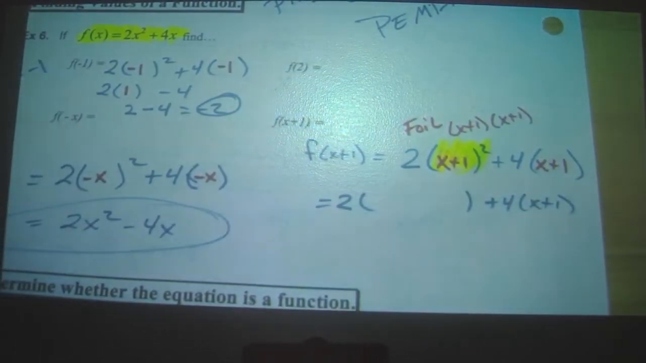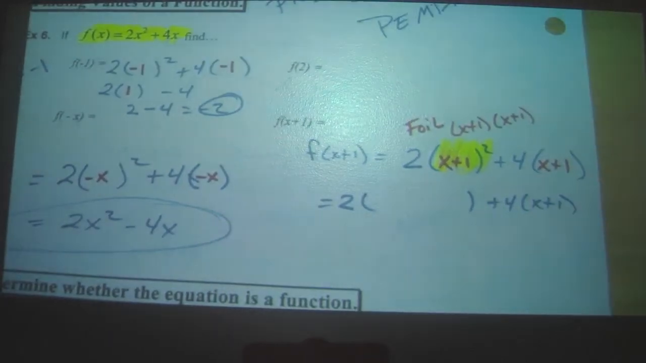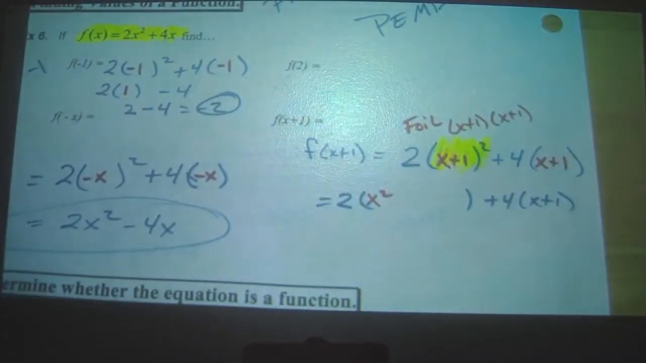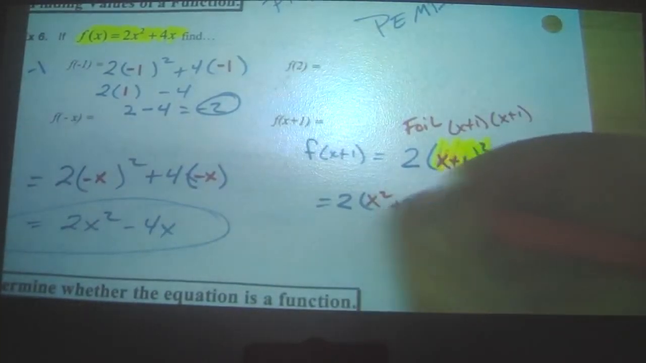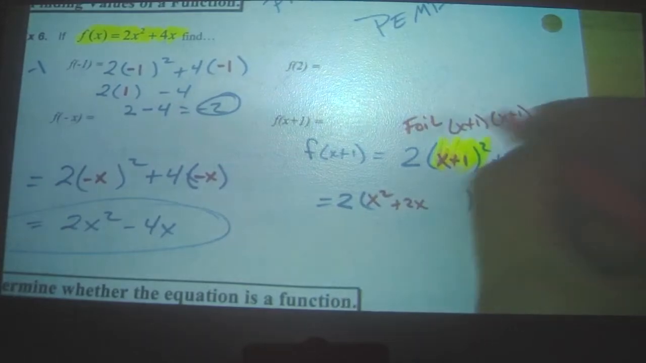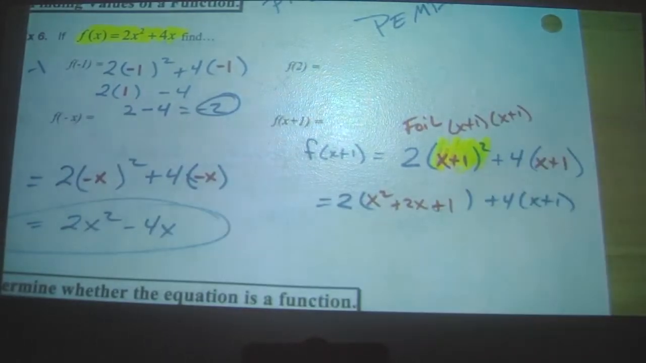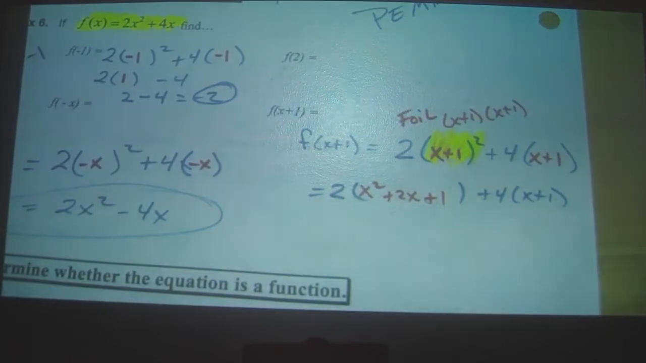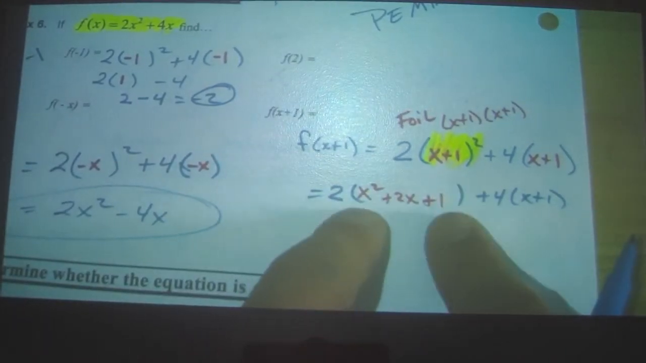All right, so I'm going to go ahead and FOIL that thing. X times x, we know, is x squared. So we get x squared. X times 1 is 1x. Do it again. Now I have two of those, two x's. And then 1 times 1 is 1. So far, so good. Now, make sure you put the parentheses around that.